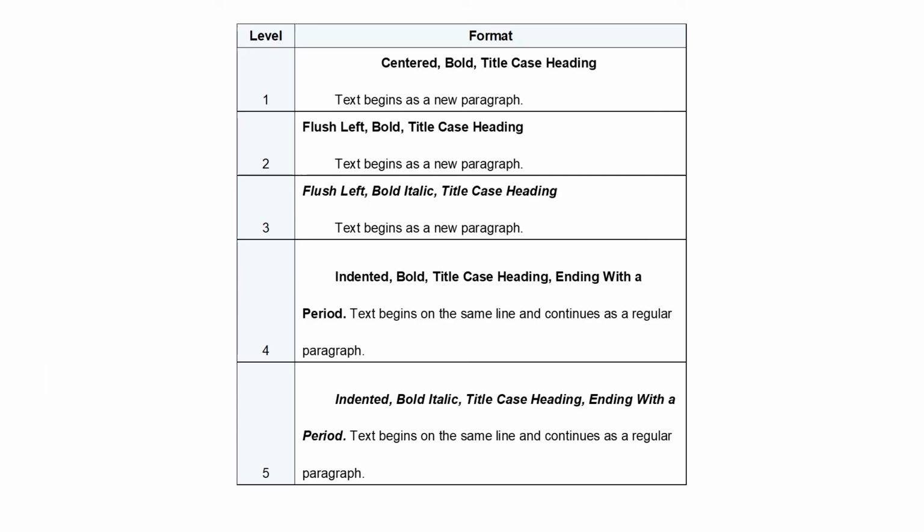There are 5 possible APA level headers. Level 1 headers are used for the main sections of the paper. Level 2 headings are used for subsections of Level 1 headings. Level 3 headings are subsections of Level 2 headings, and so on. Please note the format of each level on this slide, and note that all levels use title case heading, meaning all the main words are capitalized. The differences are in the indentions and where the text begins. Most papers use level 1 and 2 headers and occasionally level 3 headers. It is rare to use level 4 and 5 headers, but they may be used depending on the length and complexity of the paper.